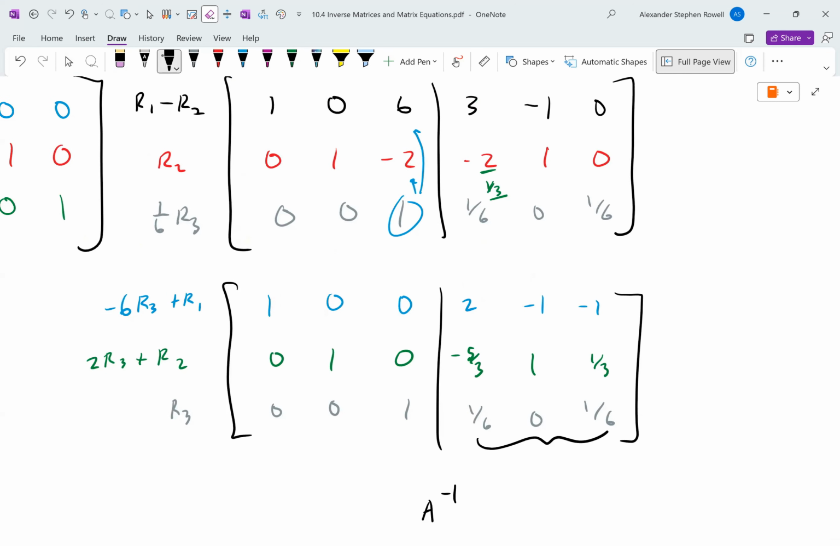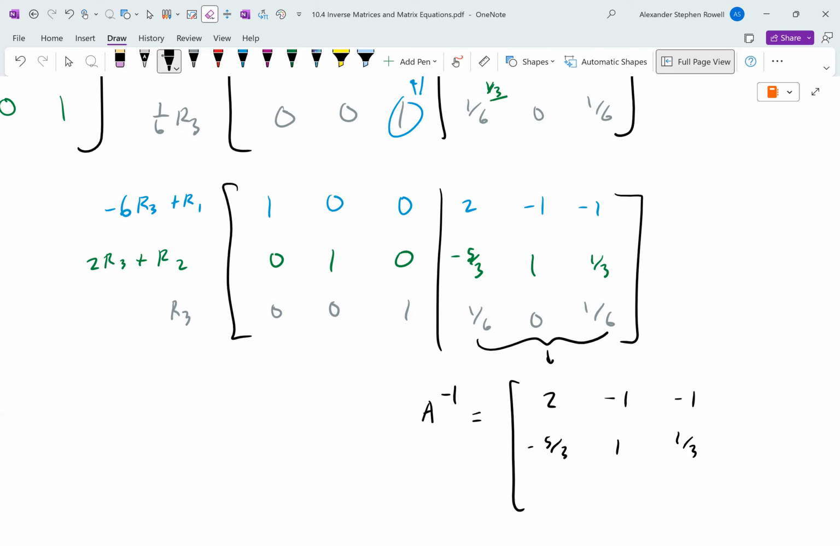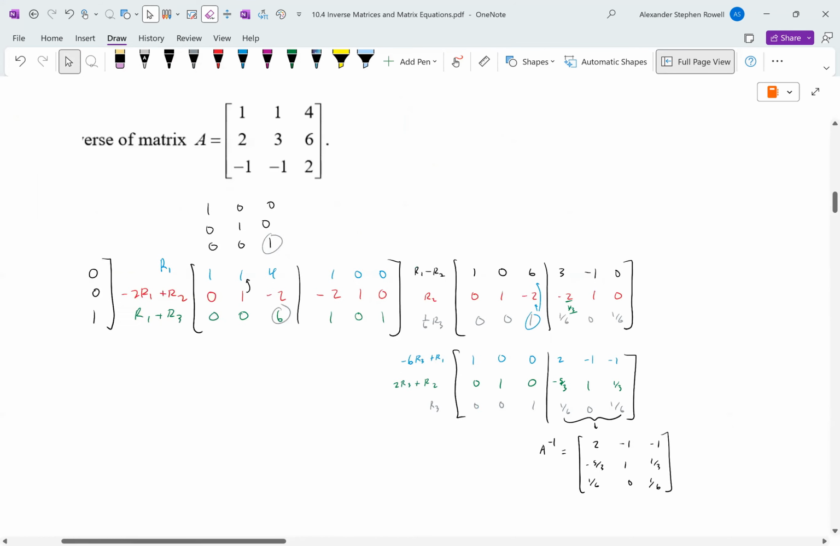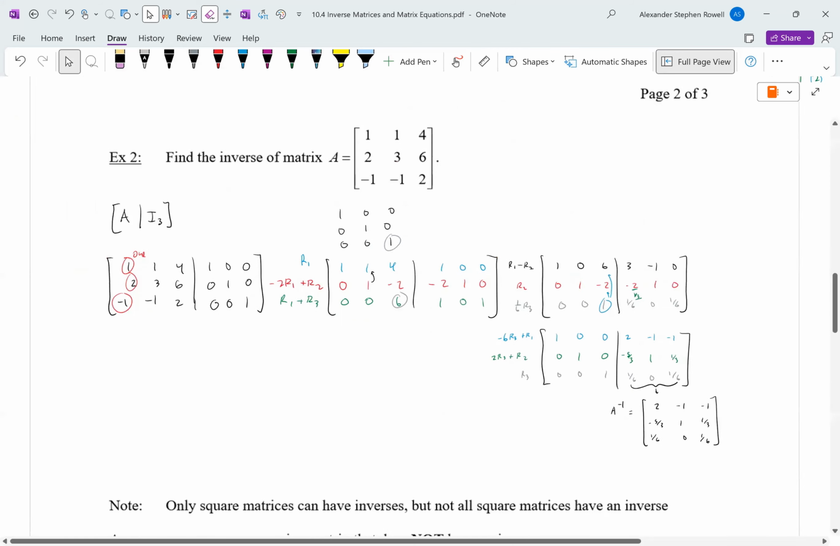So our inverse matrix is this matrix on the right, which is 2, -1, -5/3, 1, 1/3, 1/6, 0, 1/6. All right. Any questions about this? I'm not going to check that I got this right, because multiplying 3 by 3s is a lot of work, right? Any questions?